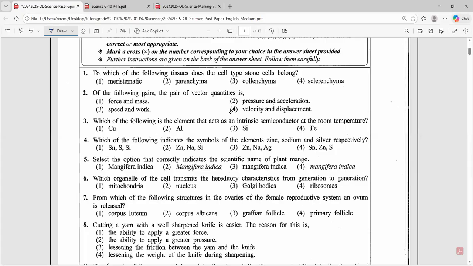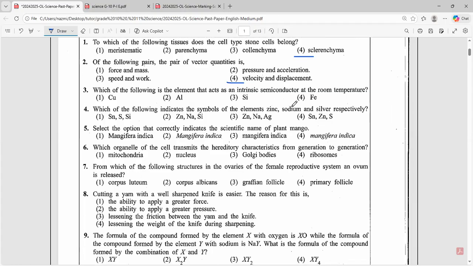To which of the following tissues does the cell type stone cells belong? That's the first one. Stone cells are actually in the sclerenchyma, no? You remember sclerenchyma has sclerenchyma fibers and stone cells. Therefore, fourth one. Pair of vector quantities: fourth one, velocity and displacement.